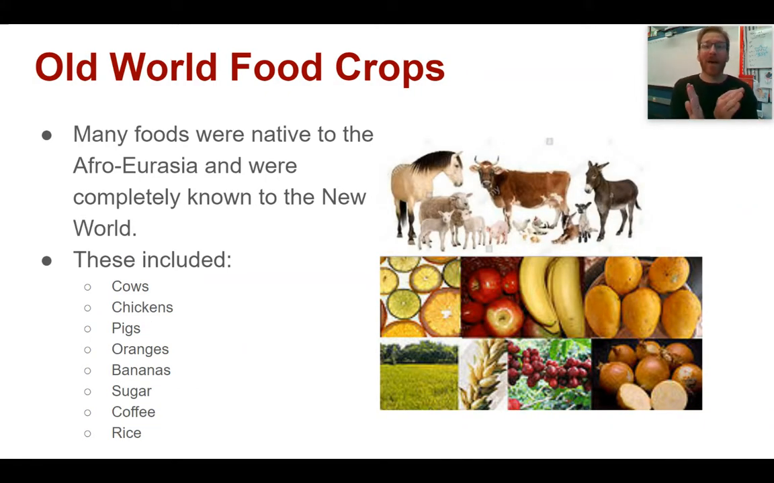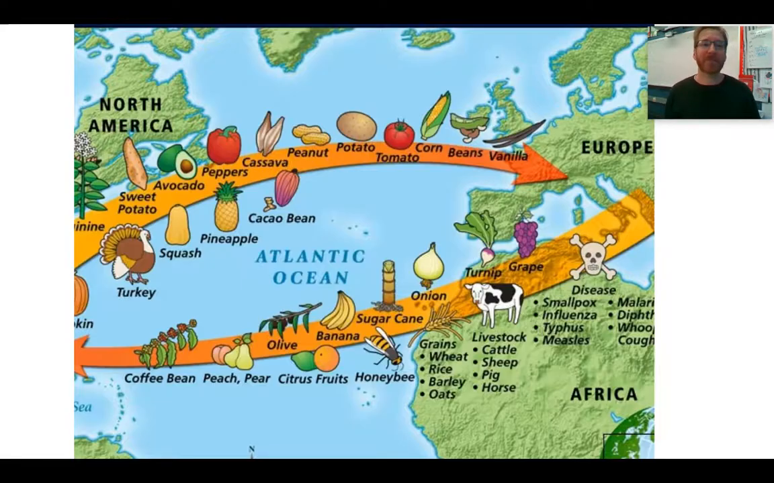Now, flip that around, and we have these Old World food crops that people living in the Americas had no idea about. These included cows and chickens and pigs, these domesticated animals. See, the Americas had no large domesticated food animals. Also, oranges and citrus fruit in general, bananas, sugar, which is going to be very important to our story going forward, coffee, rice. These were all things that were Africa, Europe, Asia in origin and had spread throughout those three continents by this time, but the Americas knew nothing about.